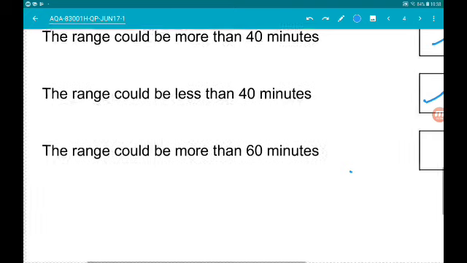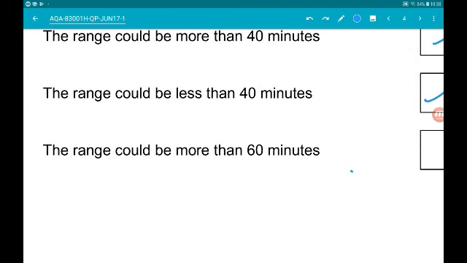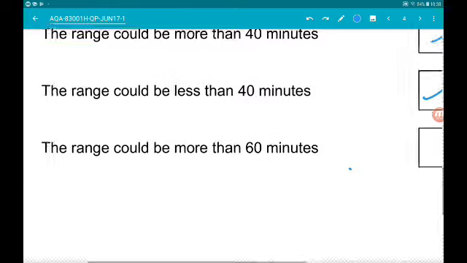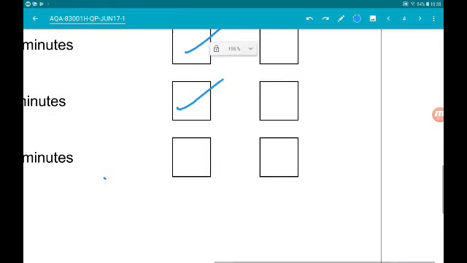And then the final one, the range could be more than 60 minutes. That's false, because the maximum time taken can only be 60 minutes. So that guy is false.